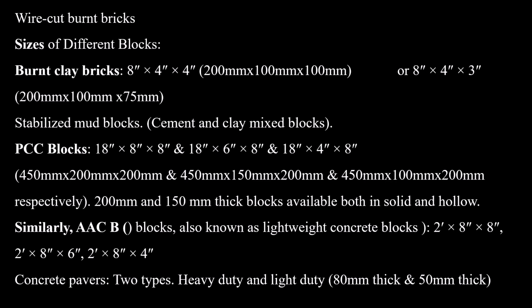Similarly, AACB, that is autoclaved aerated concrete blocks, also known as lightweight concrete blocks, are available in 2 feet by 8 inch by 8 inch, 2 feet by 8 inch by 6 inch, 2 feet by 8 inch by 4 inch. Concrete pavers are of two types, heavy duty and light duty. Heavy duty are 80 mm thick and light duty are 50 mm thick. The utility of a specific paver should be designed and confirmed by the engineer in charge.